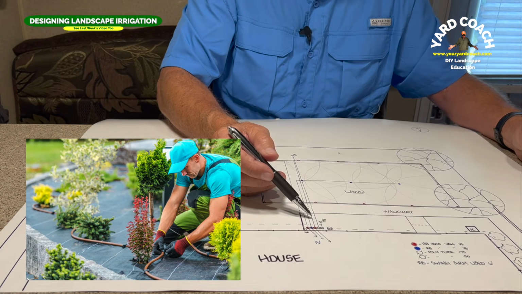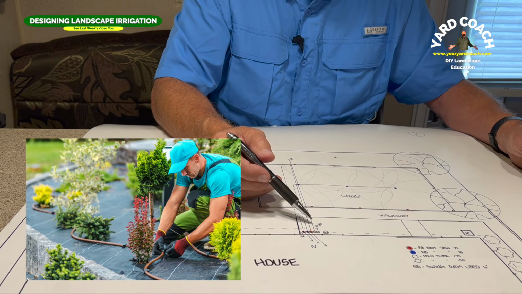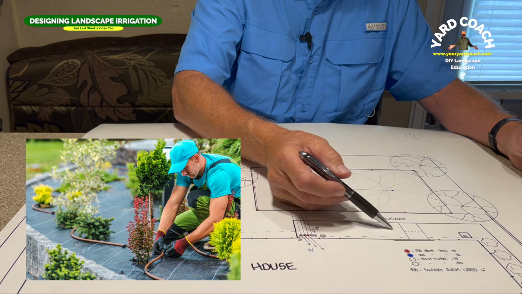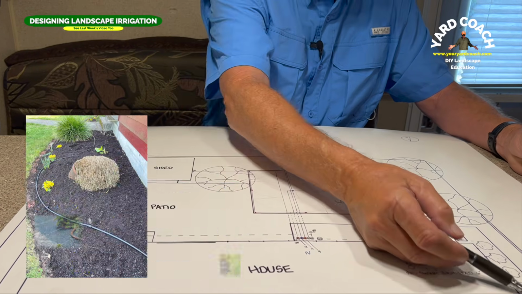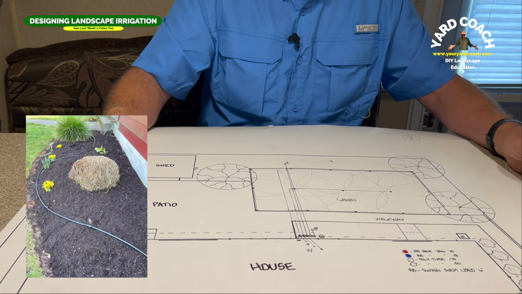And the same thing goes for the smaller one. It's maybe a 1/2 inch poly, but you're going to run it here, go underneath the master bedroom walkway, and down along the side of the house and over to this bed.